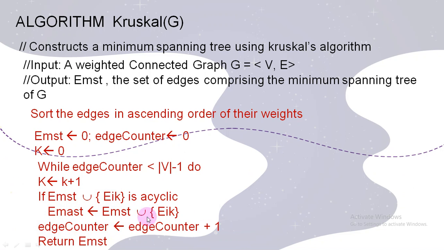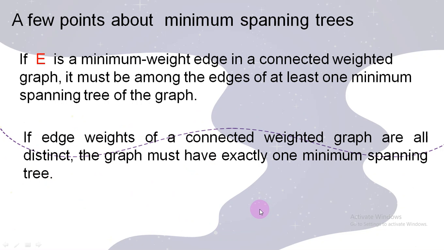that is the first edge, and edge counter will be incremented in order to keep regard of whether we have crossed the limits of number of vertices minus 1. It should be within that. Edge counter plus 1, so it will keep going cyclically till this is satisfied: edge counter will be less than cardinality of vertex minus 1. So this is the algorithm.